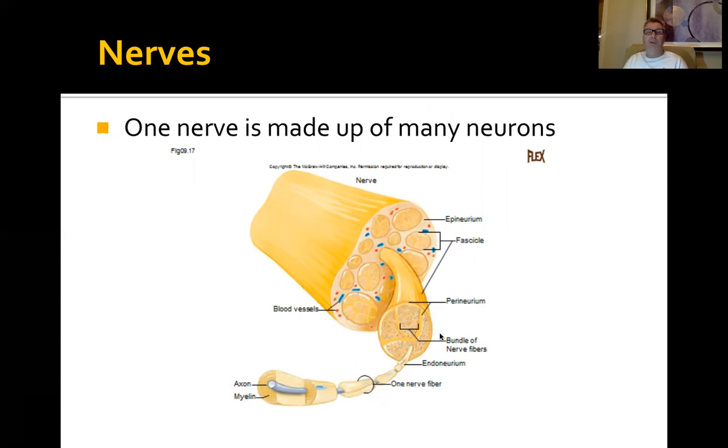And then we have different parts, and you certainly don't need to know the different parts. I think the big thing that you need to understand is that a nerve is made up of a bunch of nerve cells, and they can be neurons or the glial cells, as I mentioned.